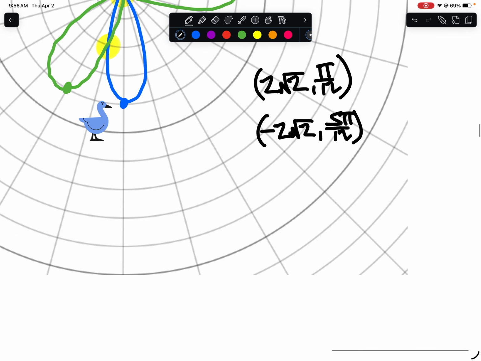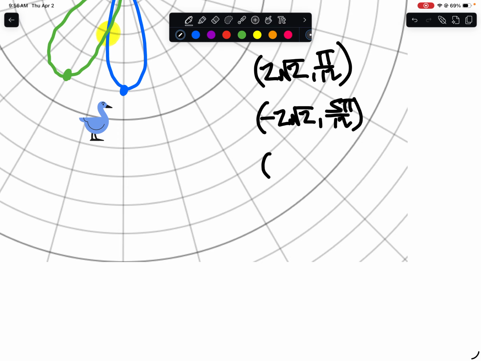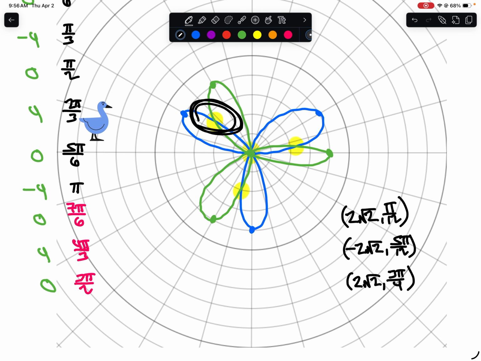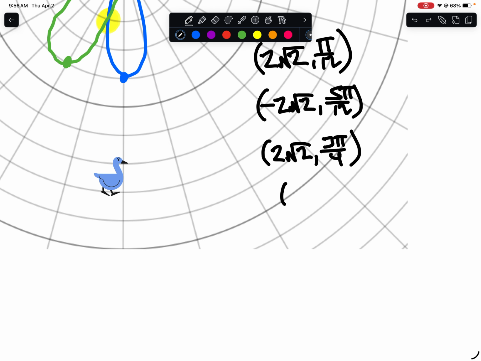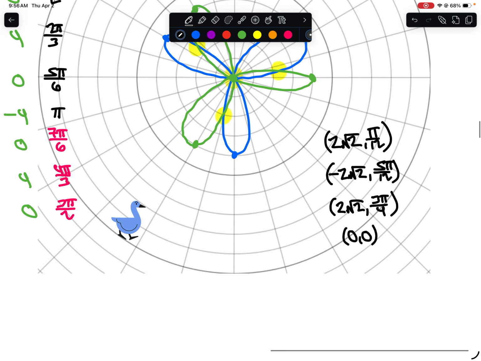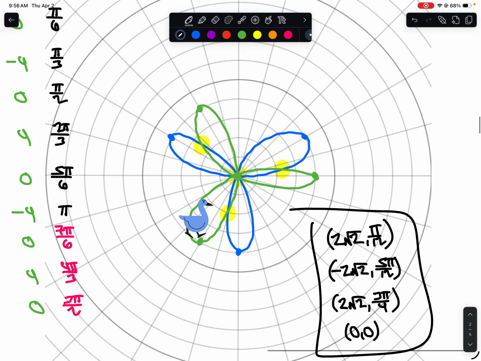And then for your other point over here on the petals, that's going to be 2 root 2 in the direction of 3 pi over 4. And that's going to account for your point over here in quadrant 2. And then we've also got the pole, which I'm going to say is 0, 0. So those are your 4 points for the roses.